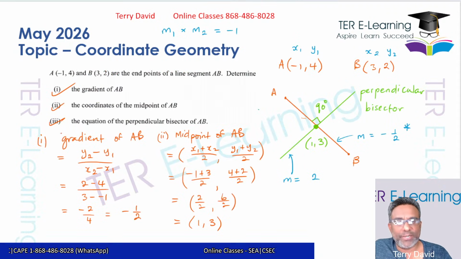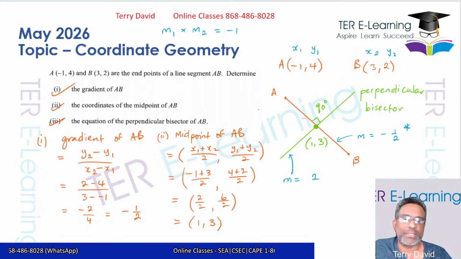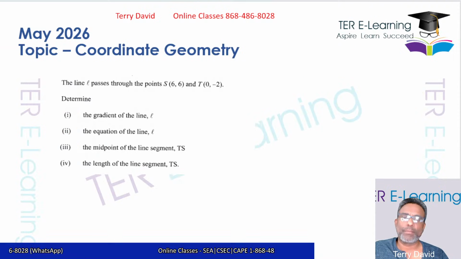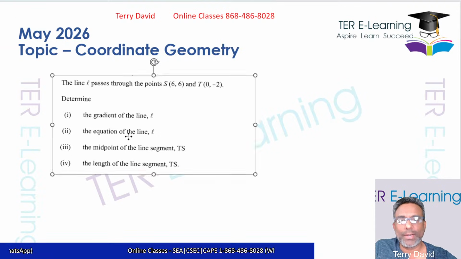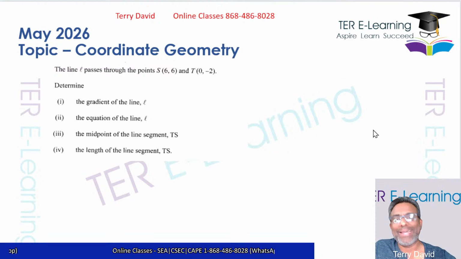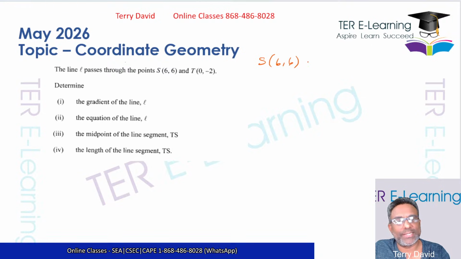All right, so that takes care of the third part here. All right, so moving on to our next question. So I have a line L and it passes through S and T. So we have S here. S is given by 6, 6. And we have T given by 0, minus 2.